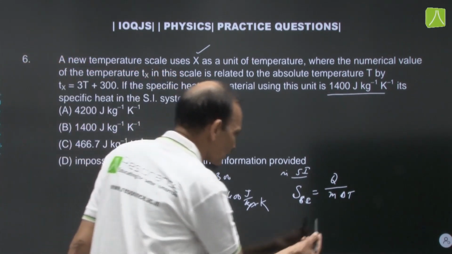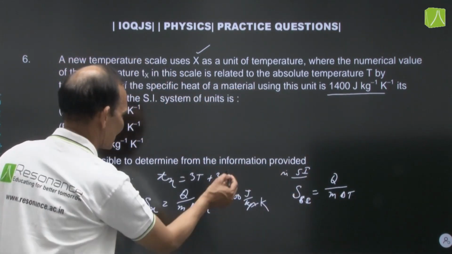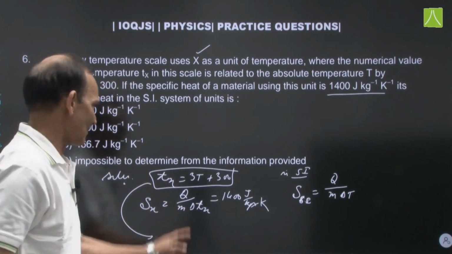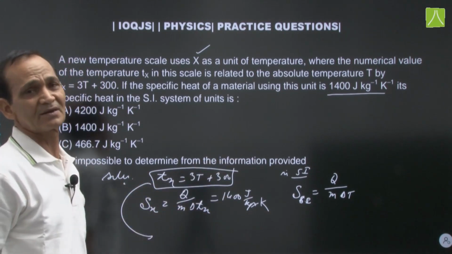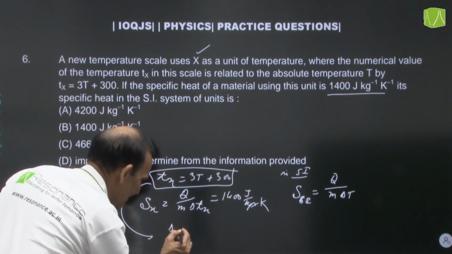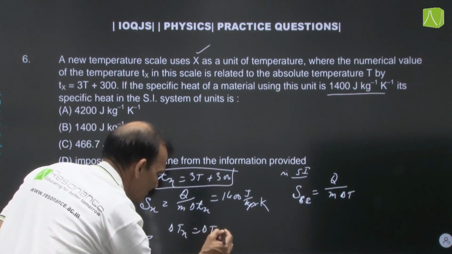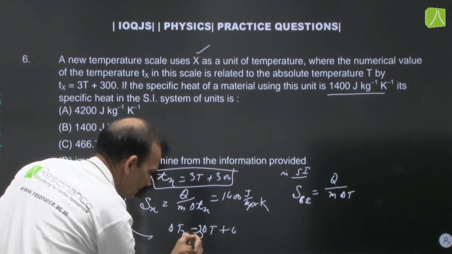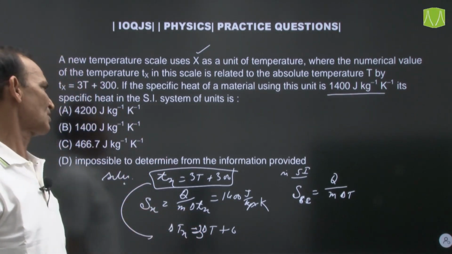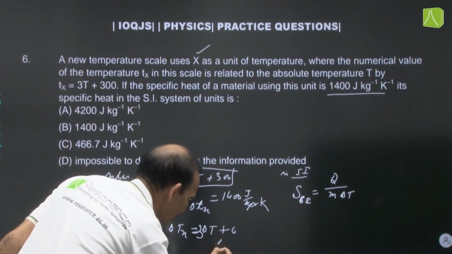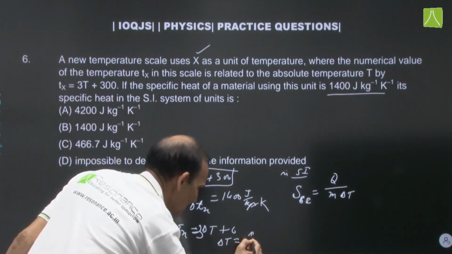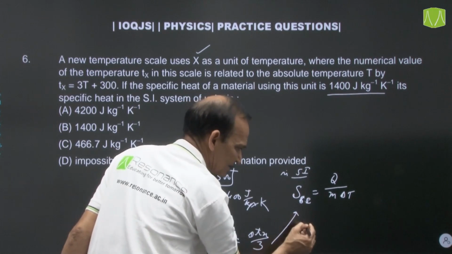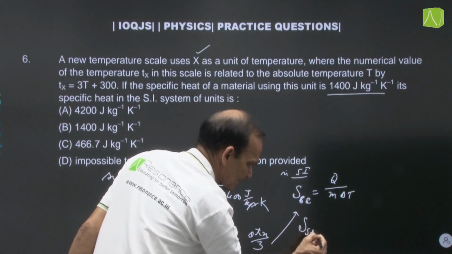So we want to remove this delta T with the help of this relation. Think about it. If we change Tx, then definitely T will change. There will be no change in T under 300. So delta Tx will equal delta T plus 0, that is, the value of Tx is 3 times delta T. So delta T will be equal to delta Tx divided by 3.